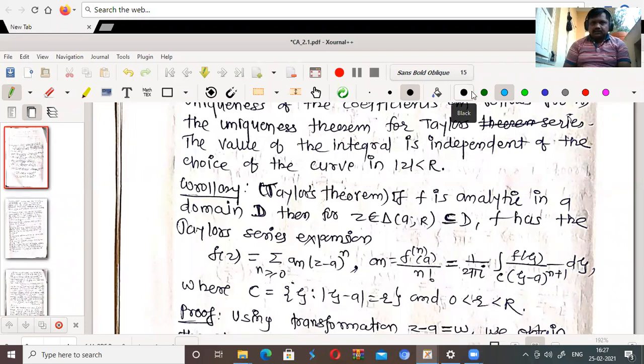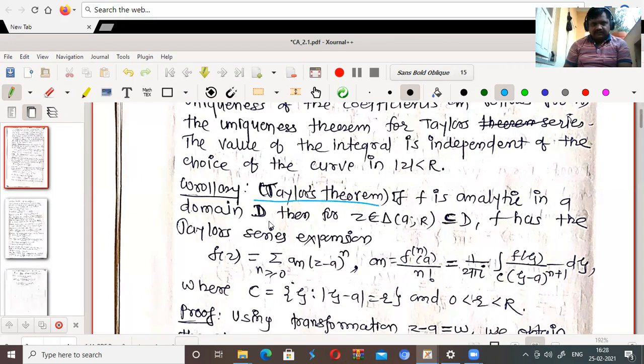In this lecture we'll discuss some applications of Taylor's theorem and Laurent's theorem. That is, some examples based on Taylor's theorem and Laurent's theorem. First of all, we will see what is meant by Taylor's theorem. Here, this is regarding Taylor's theorem.